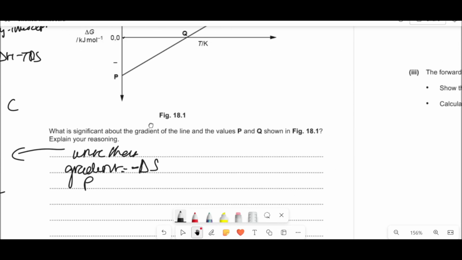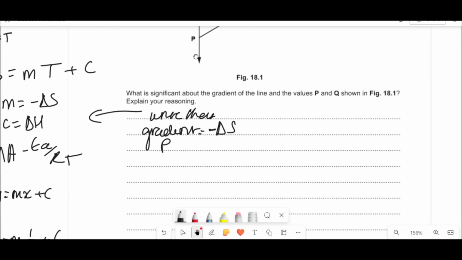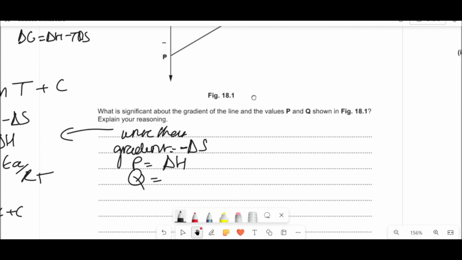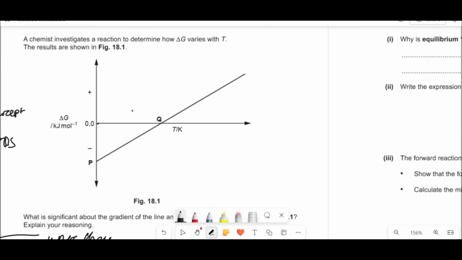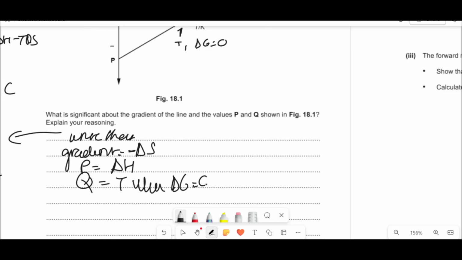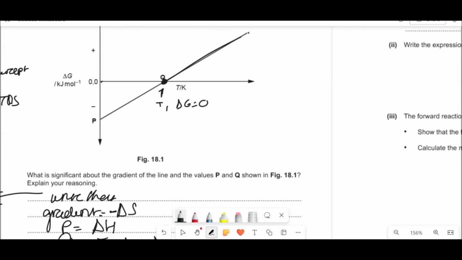Then if we look at where P is, where it's touching the y-axis, where x is 0, which is our y-intercept, P must be delta H. And then Q: it doesn't really show us a nice thing in the formula, but if we look carefully, this is some value of T where delta G, or our y-axis, is 0. So it's the temperature when delta G is 0, which is when the reaction is feasible, and below this it's still feasible. Above this, delta G is now positive, which means the reaction is no longer feasible.